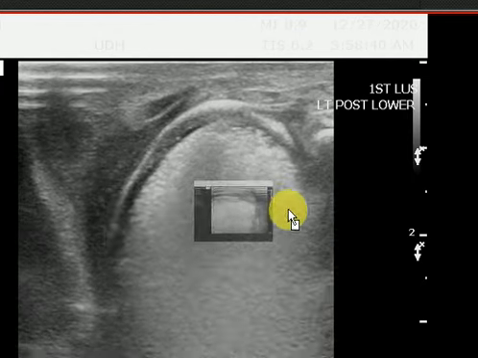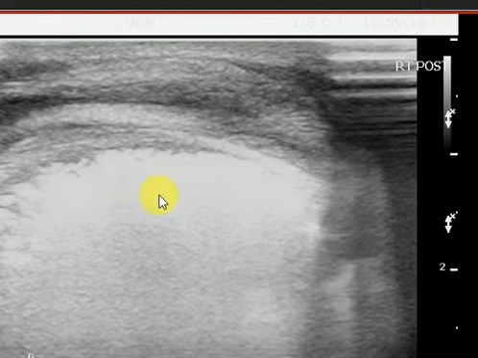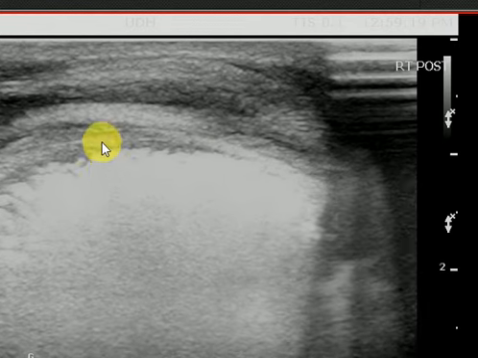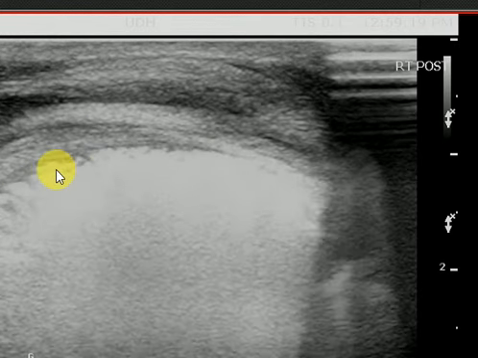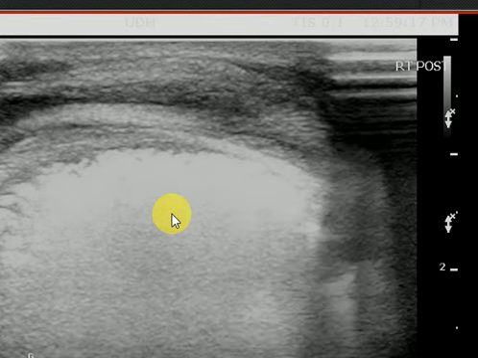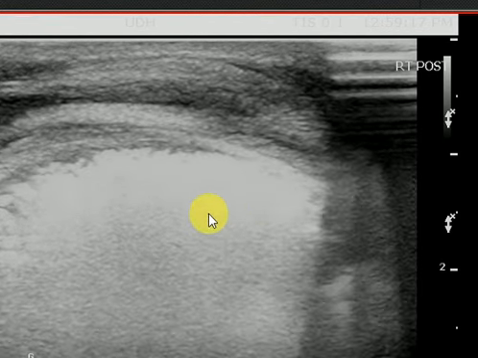If you look here, there is mild pleural effusion, subpleural consolidation. If you look at the lung, it is lung pulse. It is moving with the heartbeat. Moving with the heartbeat is the lung pulse.